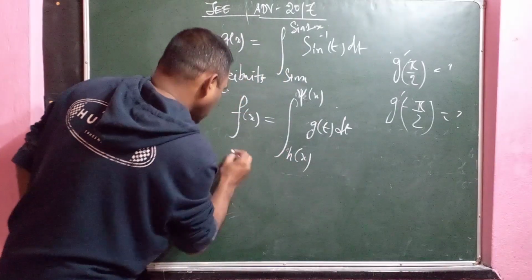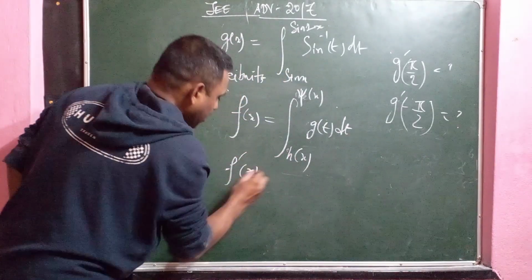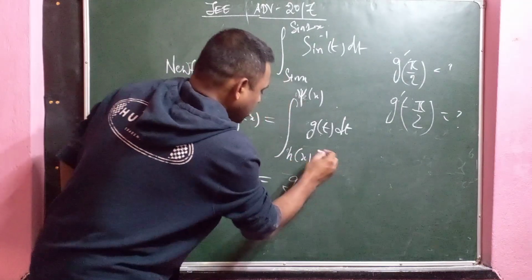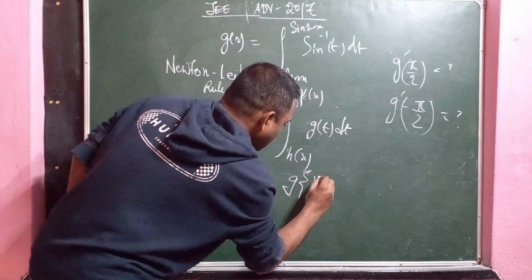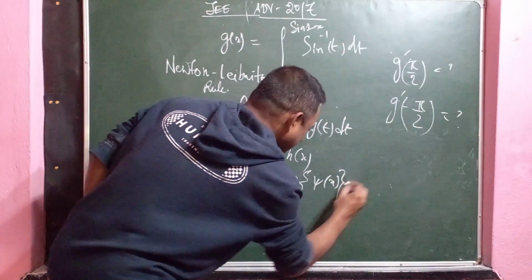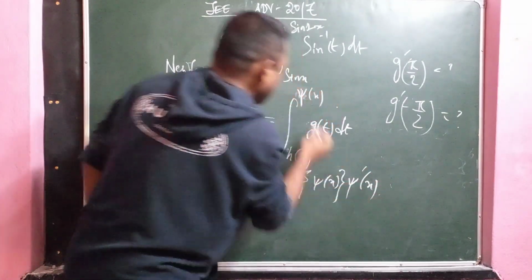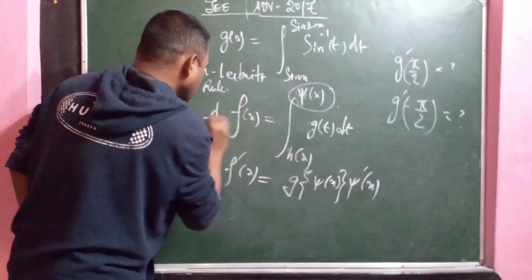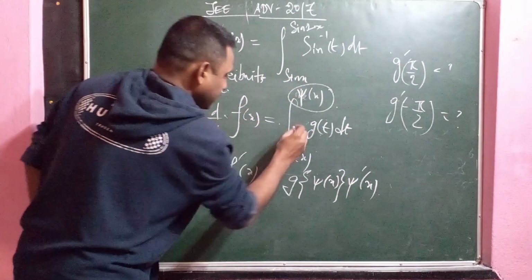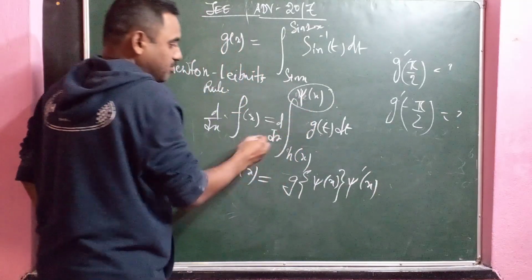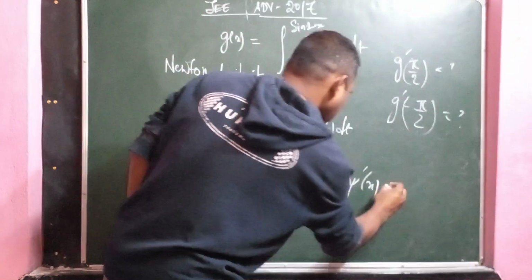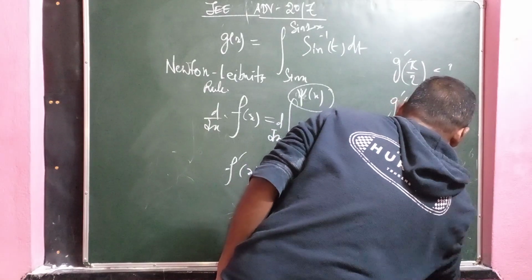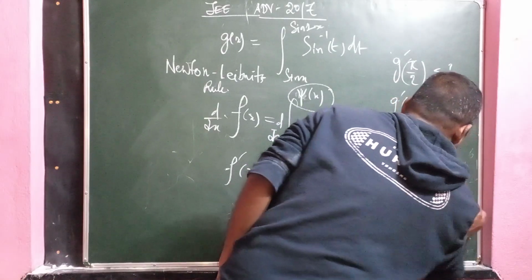How will you do it? Now do the differentiation. This differentiation, f dot x, will be g, and instead of t you first write the upper limit, that is g of psi x, then psi dot x, the differentiation of this upper limit. Differentiation means you will do d by dx, and d by dx and the integral are reverse operators. So minus g of h x and then h dot x, the derivative of h x.